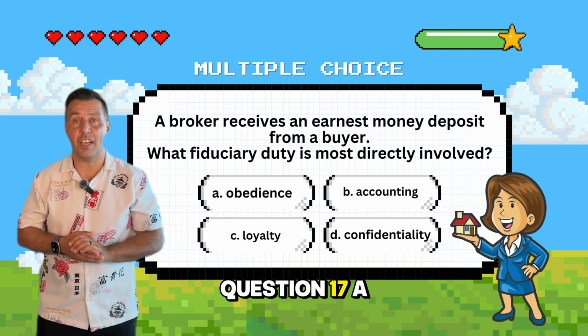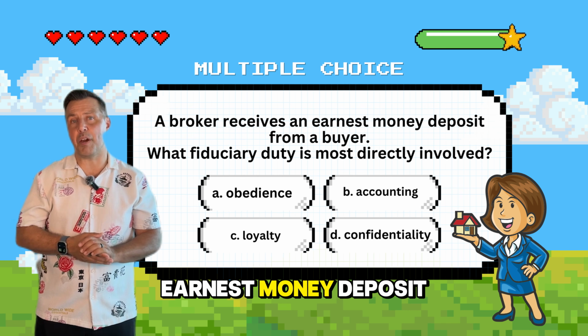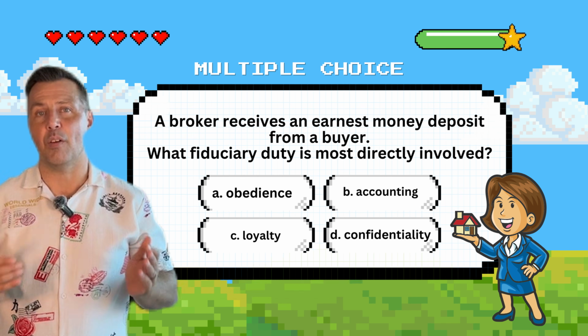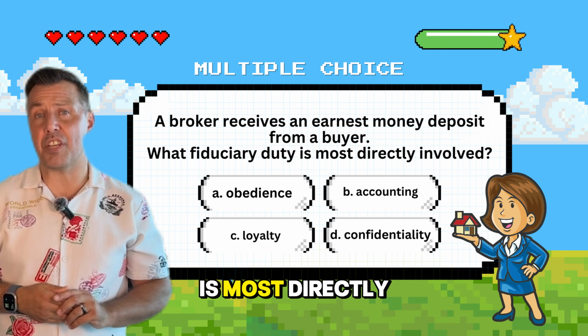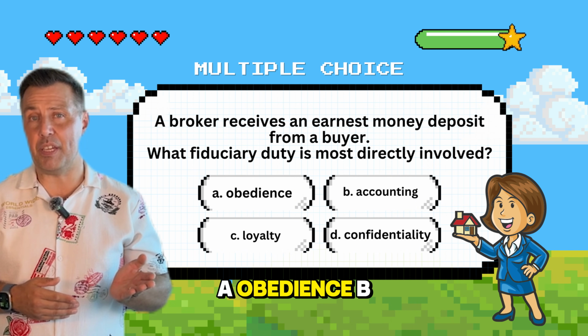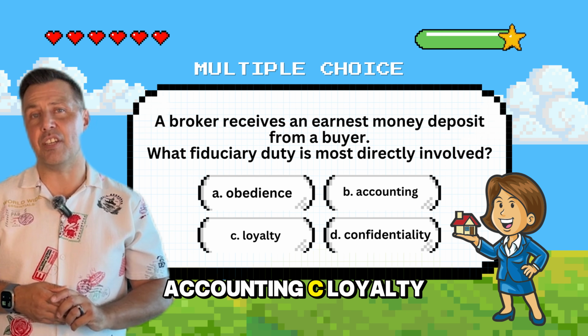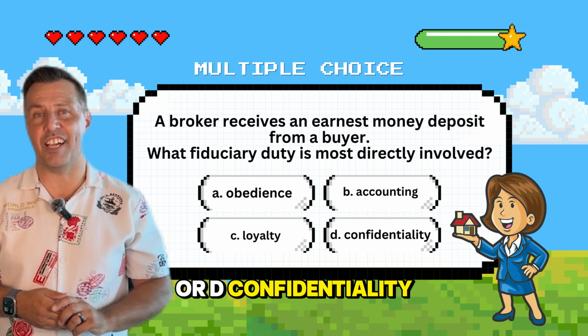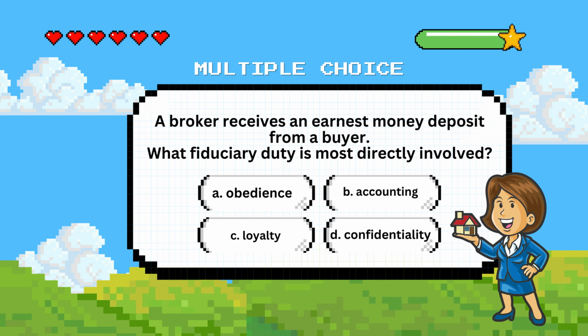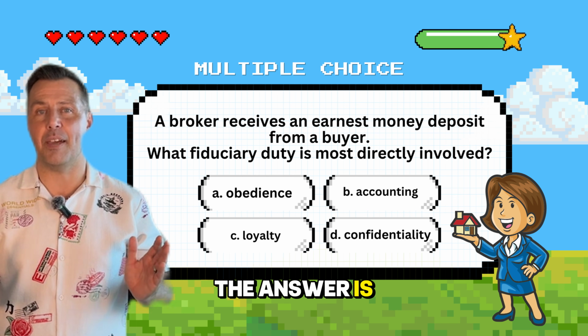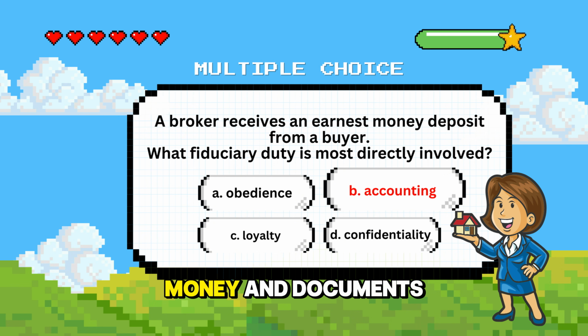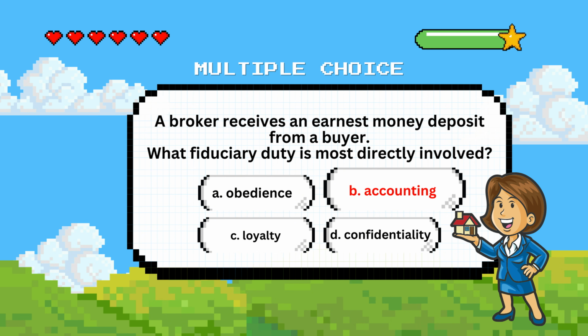Question 17. A broker receives an earnest money deposit from a buyer. What fiduciary duty is most directly involved? A. Obedience, B. Accounting, C. Loyalty, or D. Confidentiality. The answer is B. Accounting. Money and documents must be properly handled, tracked, and accounted for.